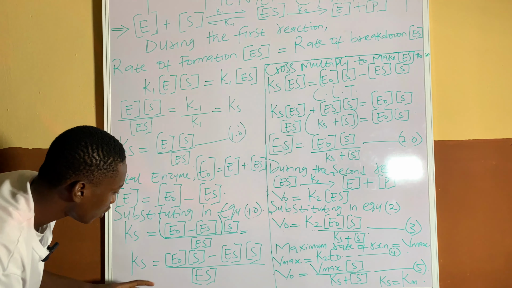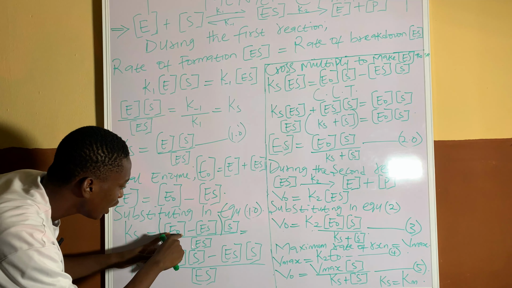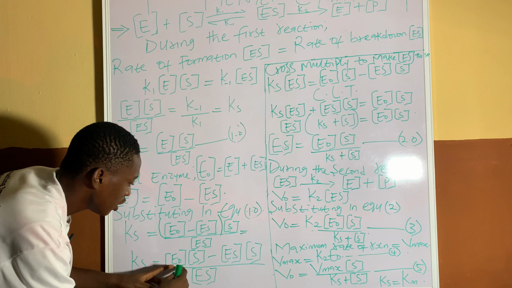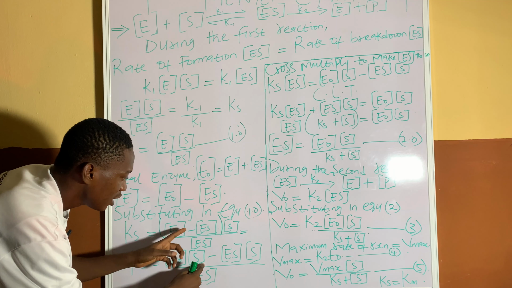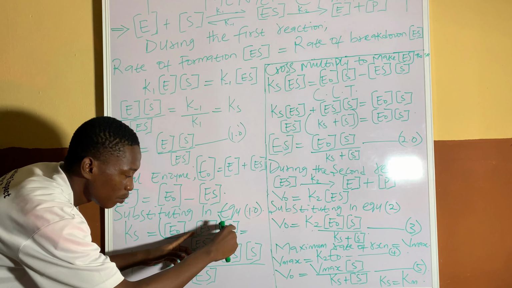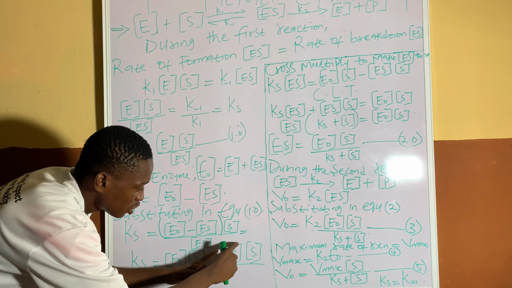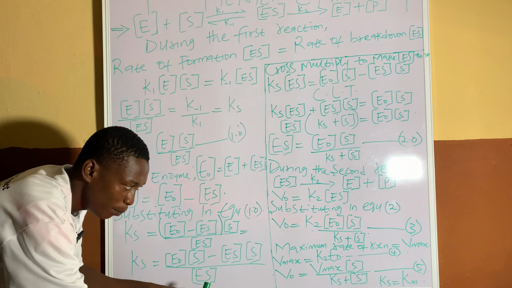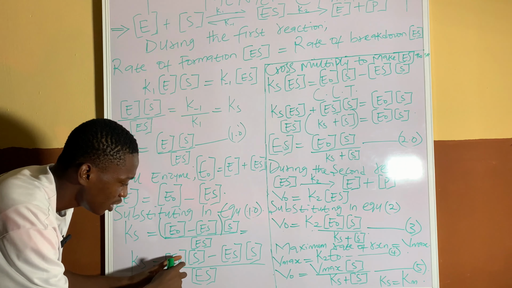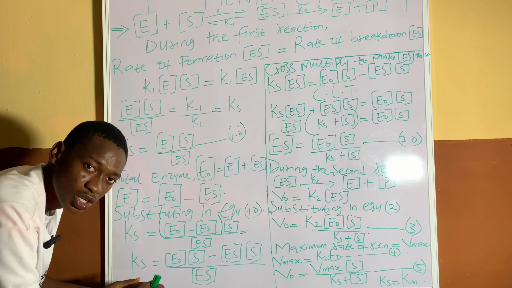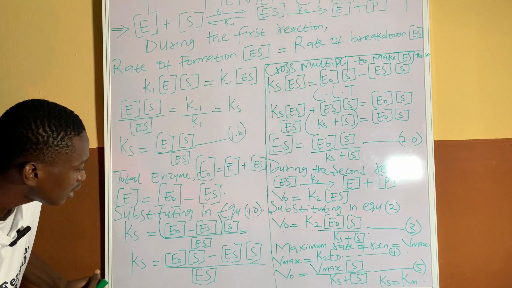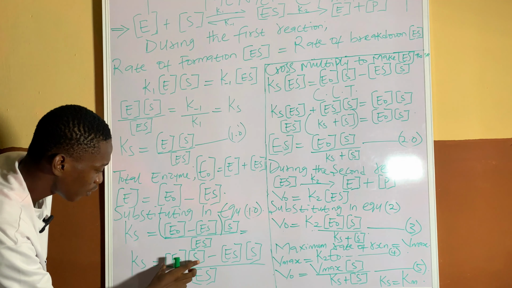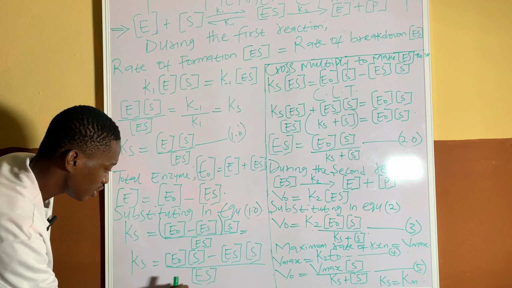Now opening the bracket, we'll have E0 multiplied by S, concentration E0, concentration S, and that's what you're seeing here. Now minus ES multiplied by S, we now have concentration ES, concentration S. ES is the enzyme-substrate complex, S is substrate, E is free enzyme, and E0 is the total enzyme.